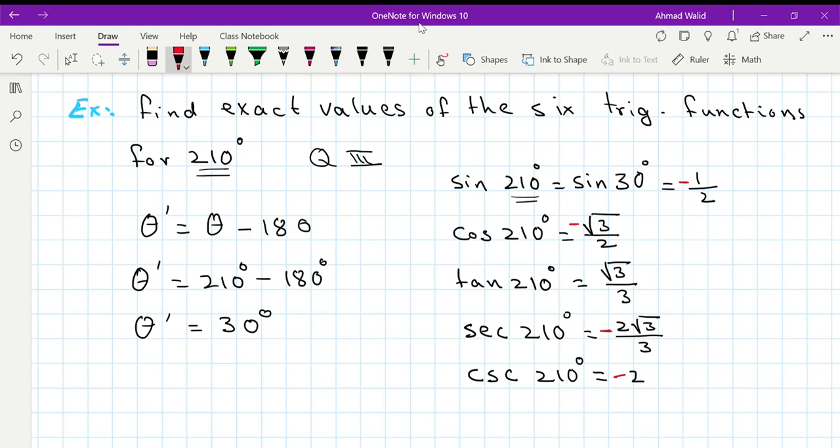And last, cotangent. Cotangent of 210 degrees equals the cotangent of 30 degrees, which is radical 3. Cotangent is the reciprocal of tangent. If tangent is positive, then cotangent is also positive.